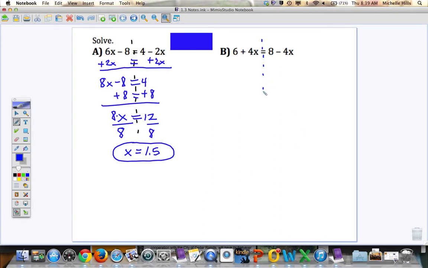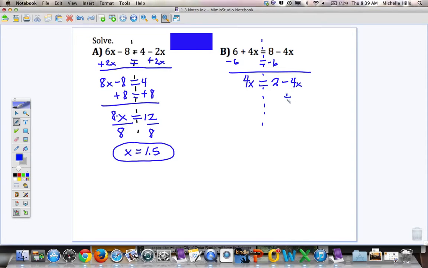Using the same sort of thought process in the second one, it doesn't matter whether I move my constant term or variable term first. So I might look at the left and say, well, I don't want this positive 6, that constant, on that side, so I'm going to subtract 6 to eliminate it on the left. Do the same thing to the right, and I would have, pay attention to what's in front of it, positive 4x equals 2 minus 4x. I don't want this variable term on the right side, so to eliminate a minus 4x, I would add 4x to both sides of the equation. And I would get 8x equals 2.